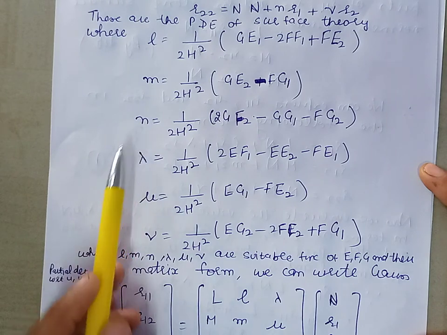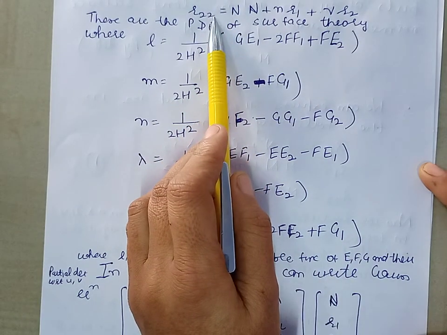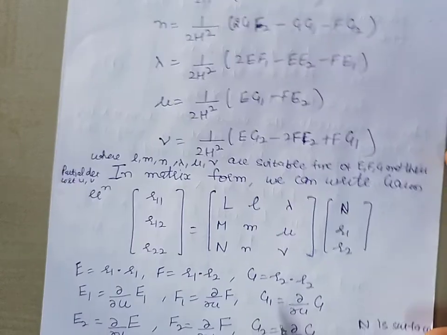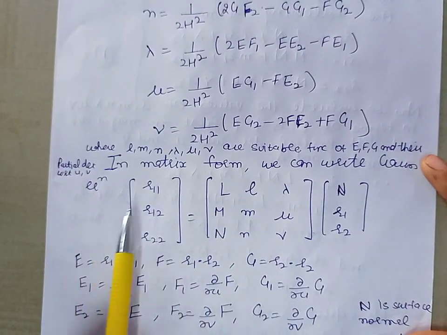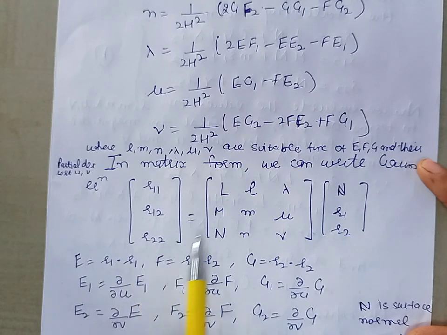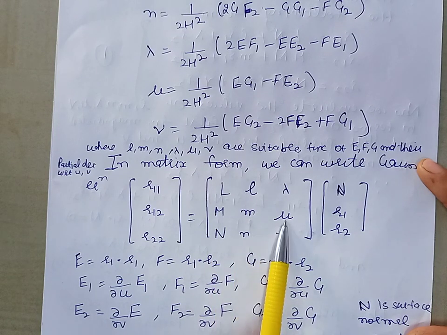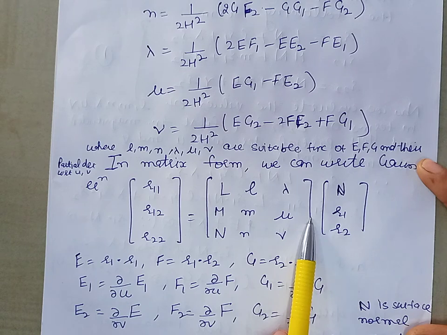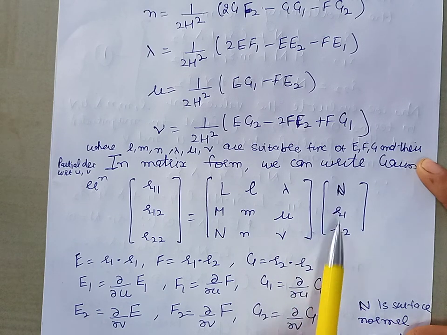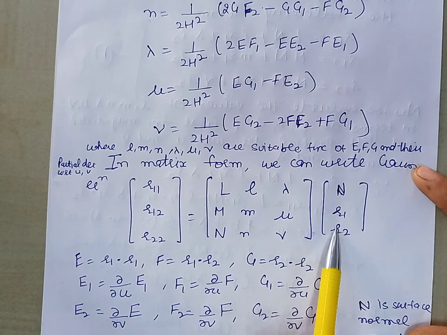These six coefficients L, M, N, lambda, mu, nu are called Gauss coefficients, and these three equations are called Gauss equations. In the matrix form, Gauss equations can be written as: on the left side we have the column vector consisting of R11, R12, R22. On the right side we have the matrix having L, L, lambda in the first row, M, M, mu in the second row, N, N, nu in the third row, and this matrix is multiplied with the column vector consisting of the vectors N, R1 and R2. N is the normal unit vector to the surface. R1, R2 are tangential vectors, which denote partial derivatives of vector R with respect to u and v.